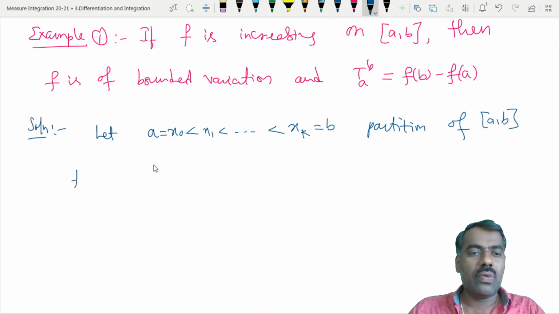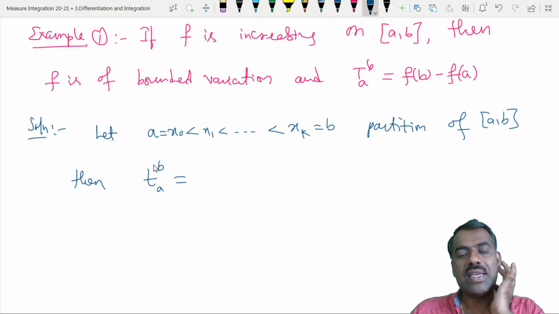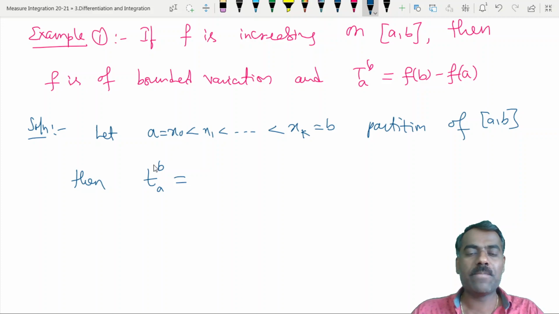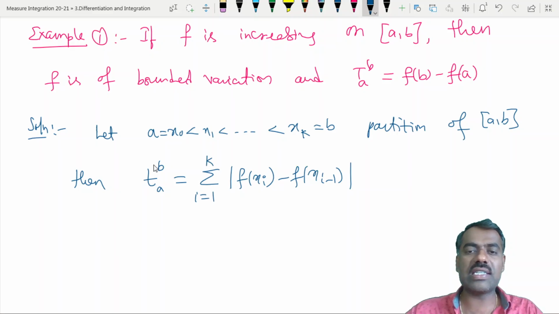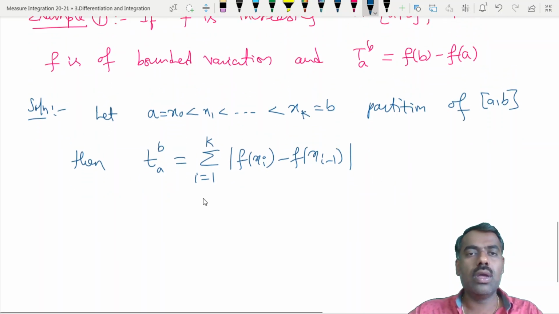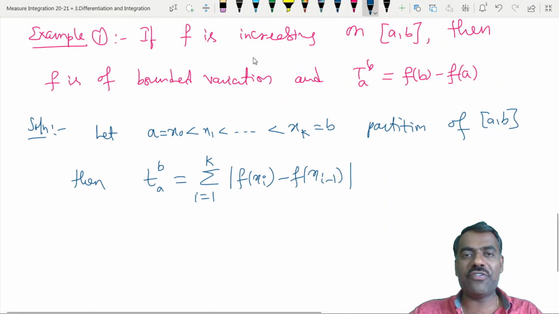Then what is this t value? If you want, you write t a b also, there is no problem. You can write it like this also, just to mention that this is the value regarding this particular partition. What is this value? It is the summation of mod f of xi minus f of xi minus 1, where i is from 1 to k. Is this clear? Yes or no?